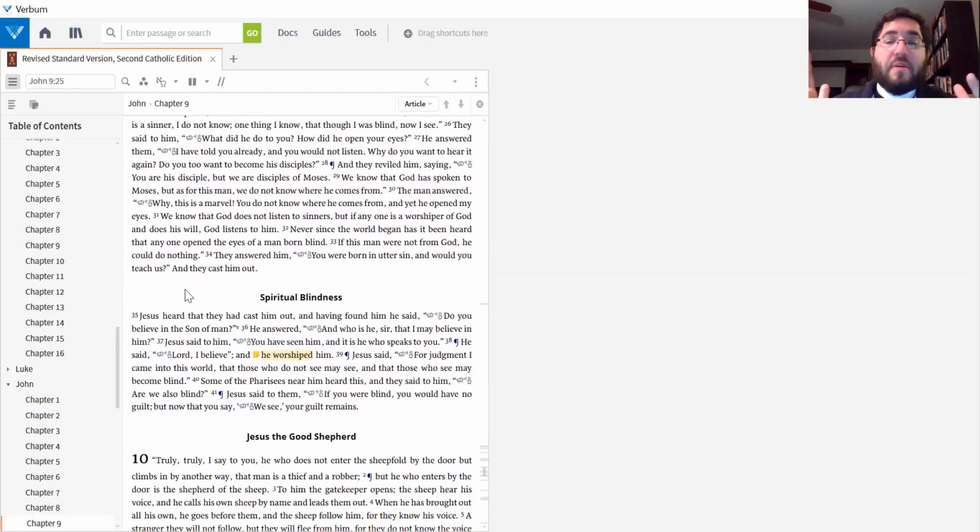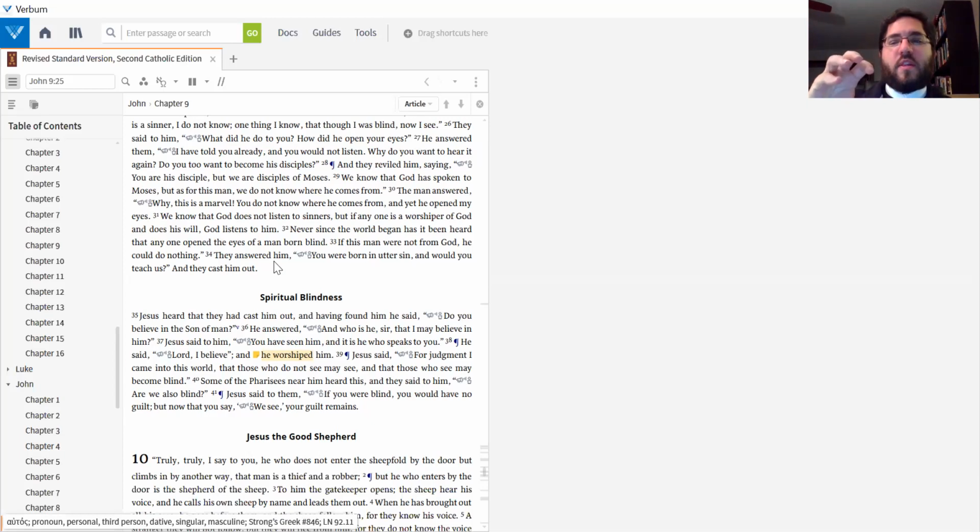He opened my eyes. What better sign could you have? This wonderful work. If he's a sinner, he can't do that. Why? Because God doesn't listen to sinners, right? God doesn't listen to those who are separated from him. A sinner is separated from God. But they, still in their rigid mindset of what they interpret the scriptures to be, say, you were born in sin, and how dare you teach us, the pure, right? They throw him out of there.